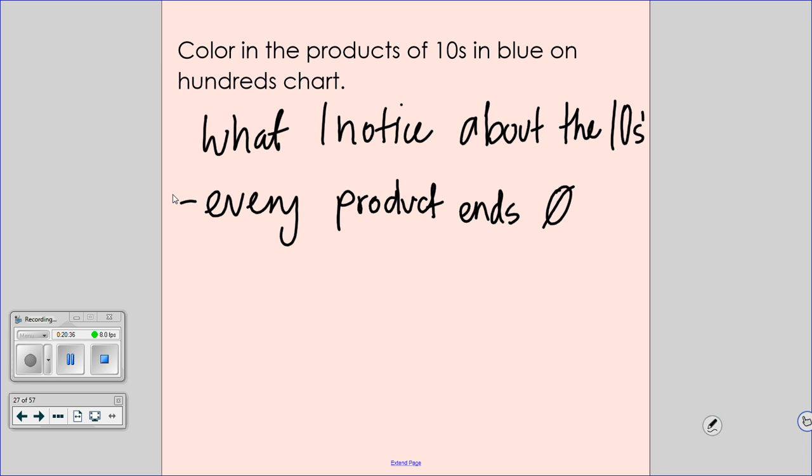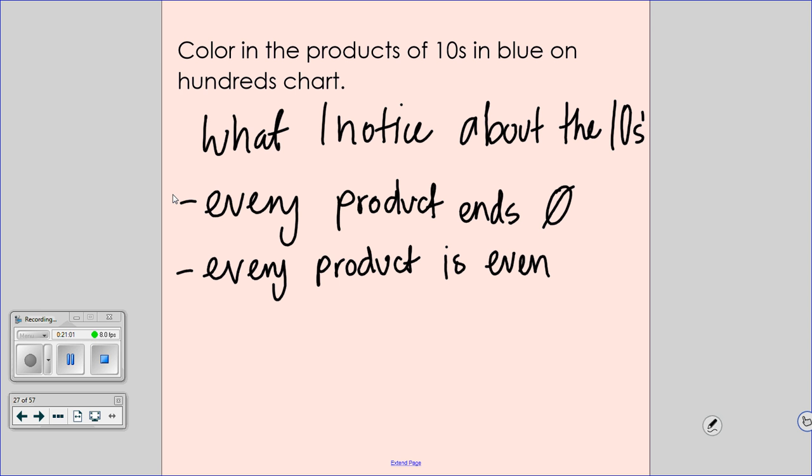What else did you notice? Kaylee, what else did you notice? That 10s are even. All my products are even. 10, 20, 30, all of those products are even. If you don't have what I have, it needs to be added to your notes.